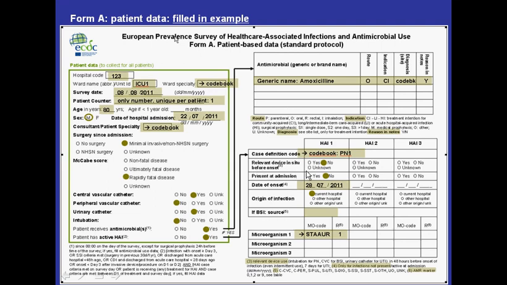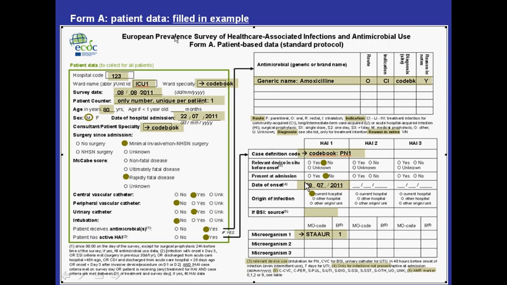The next question is whether the HAI was present at admission. In our case, we decided to answer no. In that case, you should estimate a date of the onset of the HAI. If you answer yes, you do not need to fill in a date.